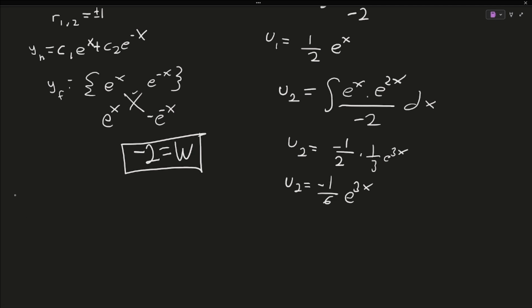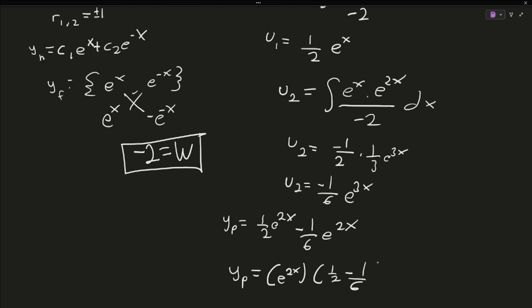Well, we can go ahead and build our y particular. y particular will be u1 y1. u1 y1 is 1 over 2 e to the x times e to the x, which is e to the 2x. Okay, and u2 y2 is going to be, we're just going to subtract e to the x from the exponent, so we will have negative 1 over 6 e to the 2x. And nicely, we have two terms with the same exponent, so we would be able to factor this as e to the 2x multiplied with 1 over 2 minus 1 over 6.